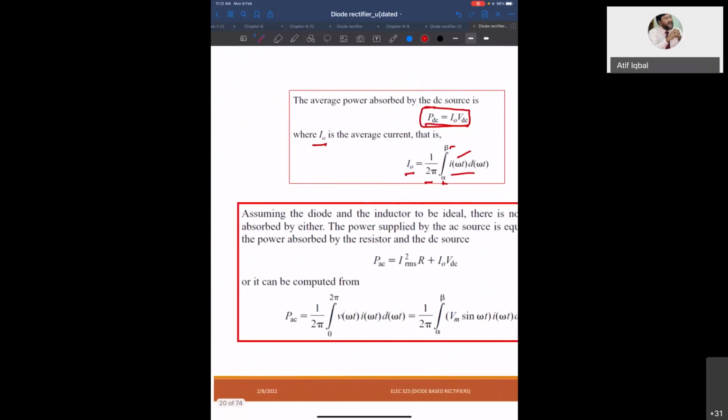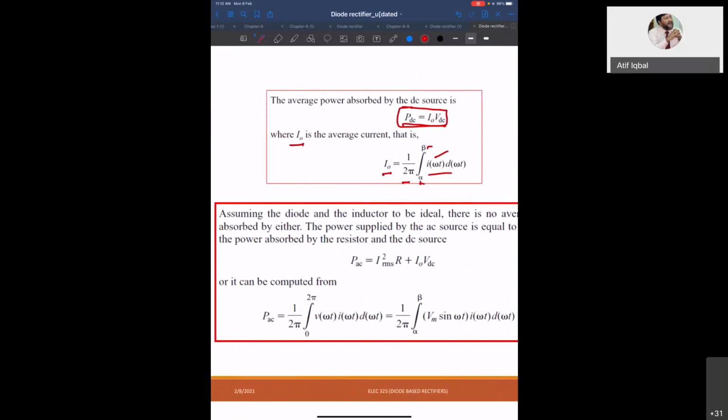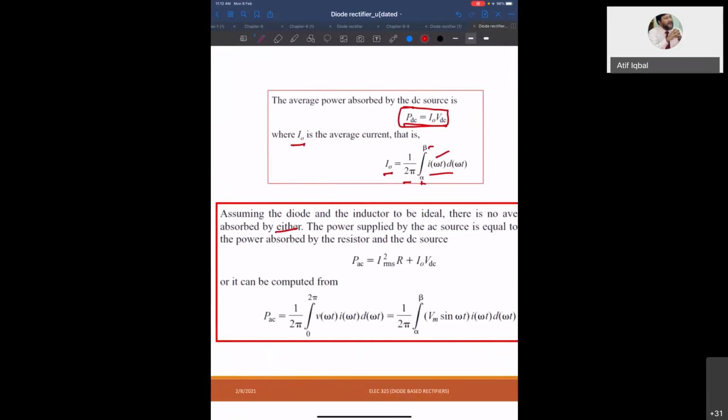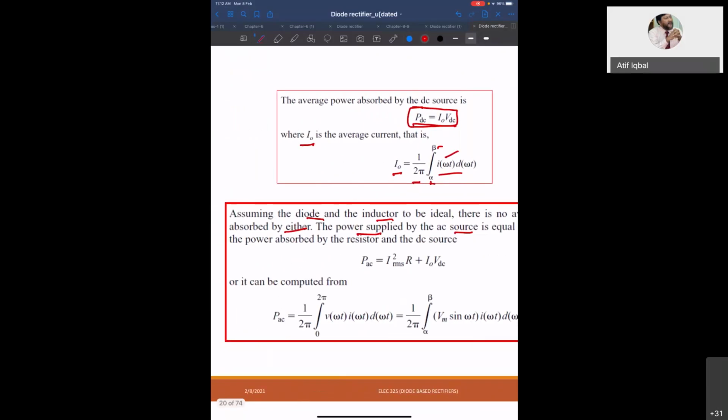Now, if you assume the diode and inductor to be ideal, there is no average power absorbed by the diode and there is no average power absorbed by the inductor. So the power supplied by the source is equal to the sum of the power absorbed by the resistor and the DC source. So the total power supplied by the source will be equal to the power lost in the resistance plus the power absorbed by the DC source.